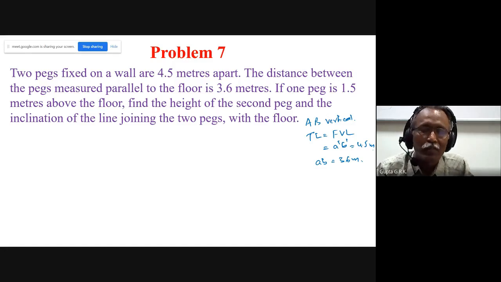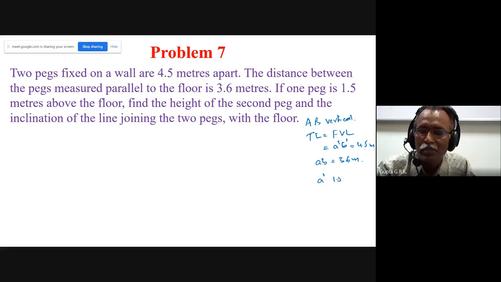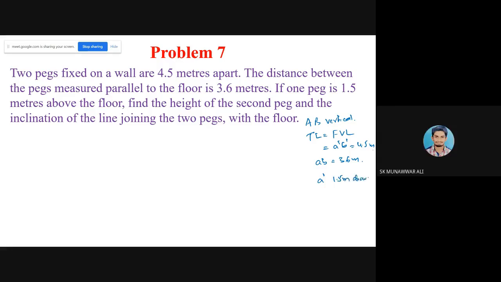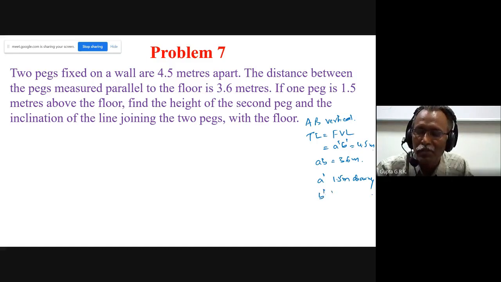And if one peg is 1.5 meters above the floor, A dash lies 1.5 meters above XY. And find the height of the second peg and the inclination of the line joining the two pegs. So find the height of the second peg means B dash from XY I have to get. And also the inclination of the line joining the two pegs, that is, I have to get theta, or the angle of A dash B dash with XY.